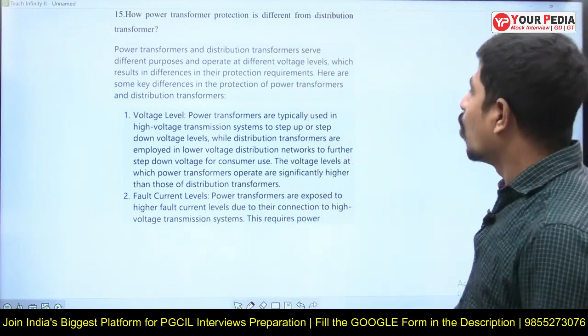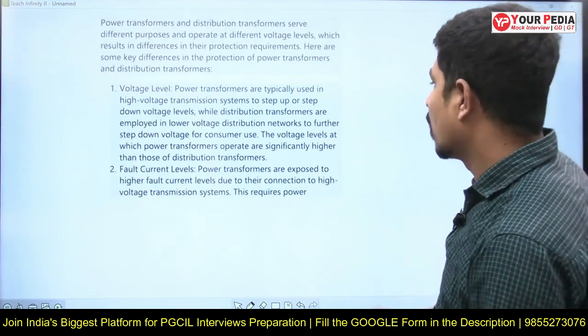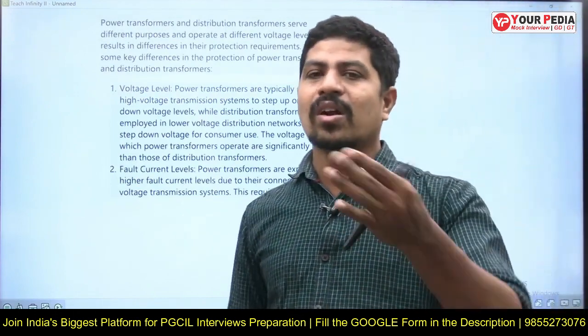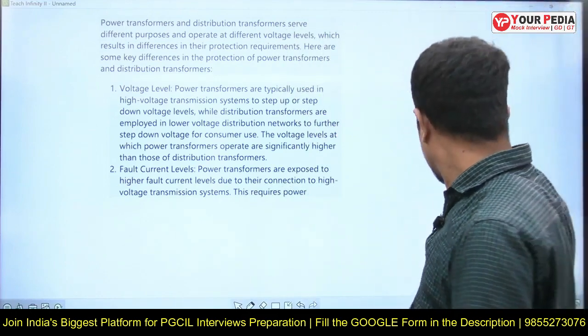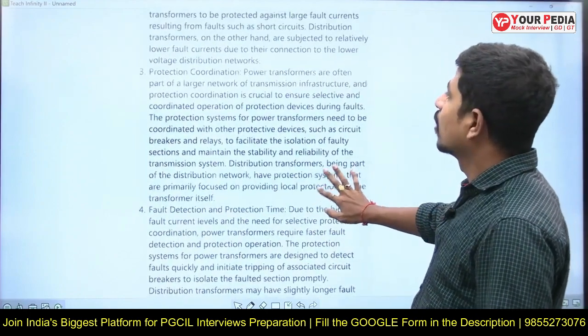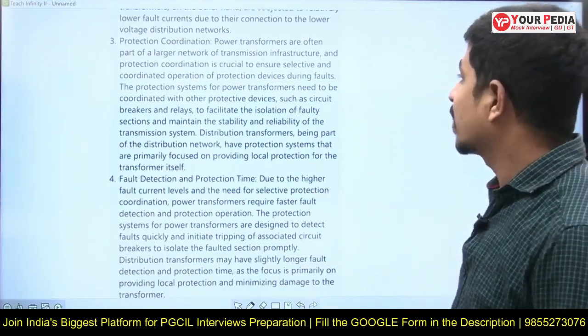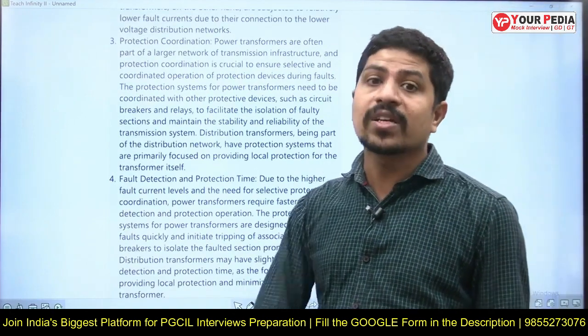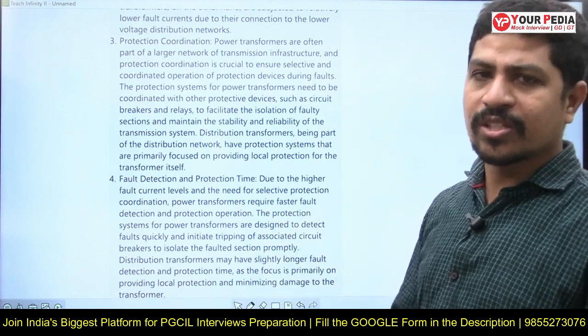Let's discuss in detail. Voltage level of a power transformer is very high when compared to a distribution transformer. Fault current levels: whenever a fault occurs in a power transformer, the fault current is very high when compared to a distribution transformer. Next, protection coordination. Power transformers are often part of a larger network, therefore coordination is difficult. A distribution transformer is a part of a very small network, therefore coordination is easy.